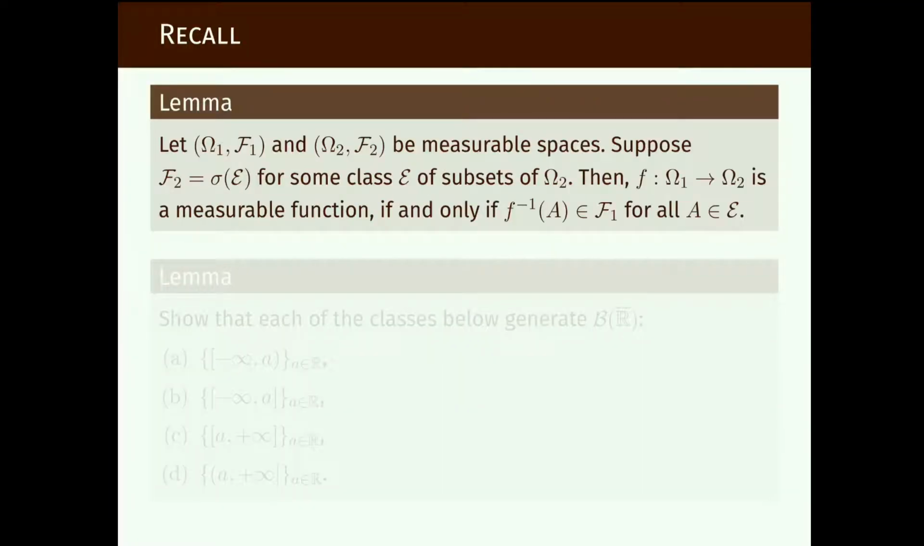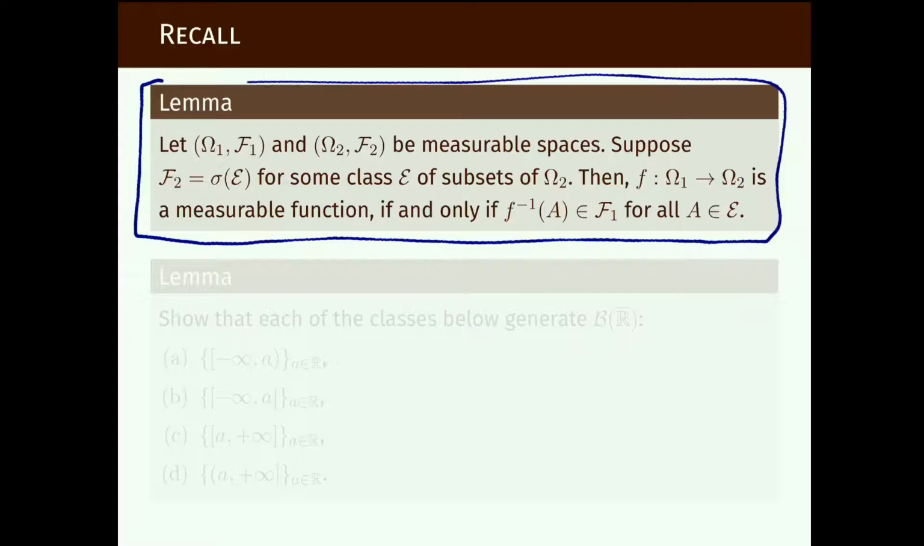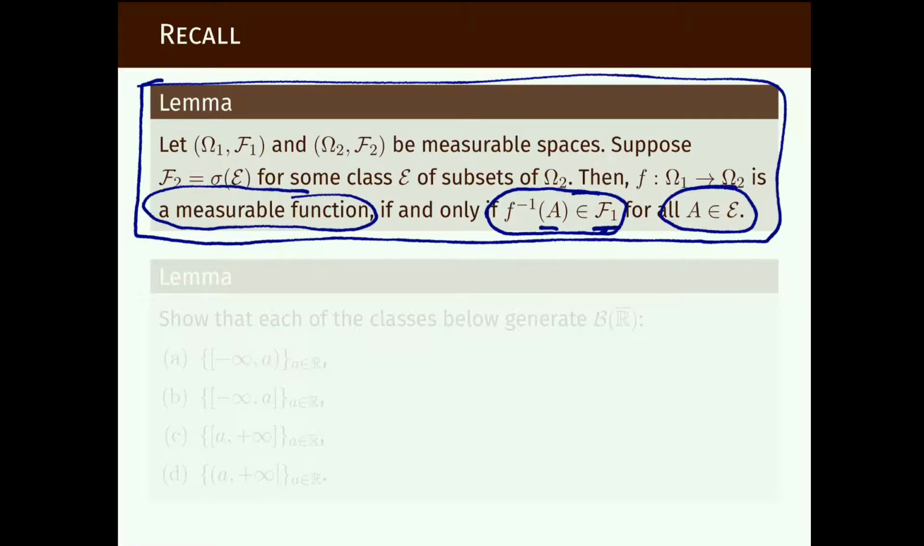In order to prove the previous lemma, let's recall the main result from the previous video lecture, which is that in order to check that a function is measurable, it is enough to check that the pre-image of sets are in the sigma algebra of the source space only for sets in a generating class. So it's enough to take a class whose generated sigma algebra is the sigma algebra of the target space. We don't need to check this condition for every set in the sigma algebra of the target space.